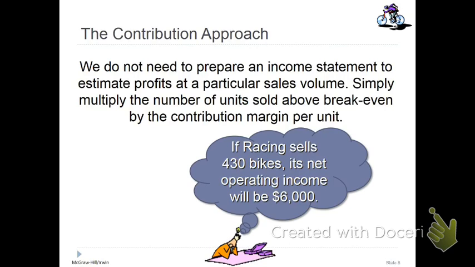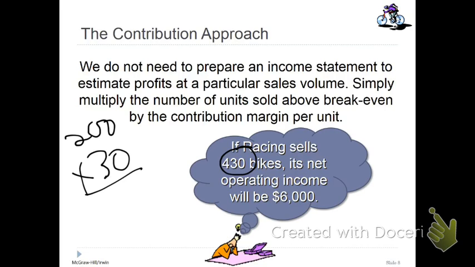Notice that because of this, you don't need to calculate an entire income statement to estimate profits. We know if they sell 430 bikes, their net income is going to be $6,000. How did we get that? Quite simply, they're selling 30 bikes more than their break-even point, because their break-even point in bikes is 400, so they're selling 30 extra bikes. Each bike is going to generate $200 in contribution margin. All we have to do is multiply those, and we'll get $6,000.